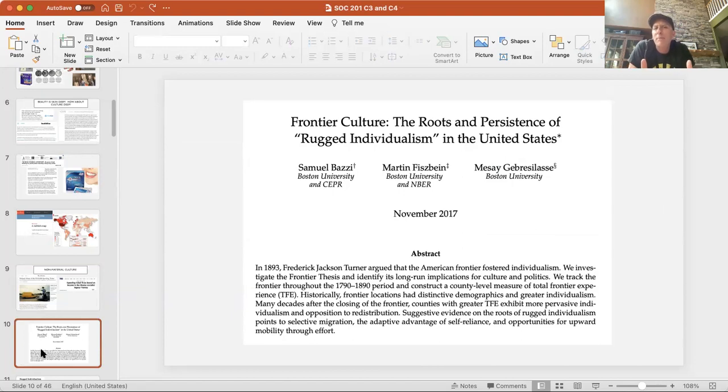Another one of them, and it's going to come up in class a lot throughout the course of the term, is this idea of rugged individualism. This is a very American sort of idea. Pull yourself up by your own bootstraps is the idea, right? So you are accountable for your own success. You are accountable for your own failure.